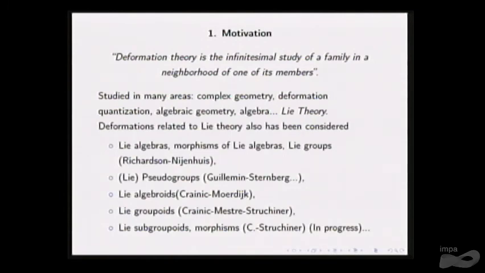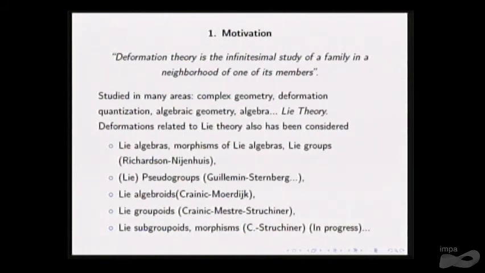For example, we have in the last century the two works from Richardson and Nijenhuis, where they work on the deformation of Lie algebras, morphisms of Lie algebras and Lie groups. Also in the last century, a work by Guillemin and Sternberg, and some other authors about the deformation of Lie pseudogroups. And more recently, in this century already, works about the deformation of Lie algebroids, the deformation of Lie groupoids, and the deformation of Lie subgroupoids and morphisms. In each one of these cases, they found the corresponding cohomology theory.